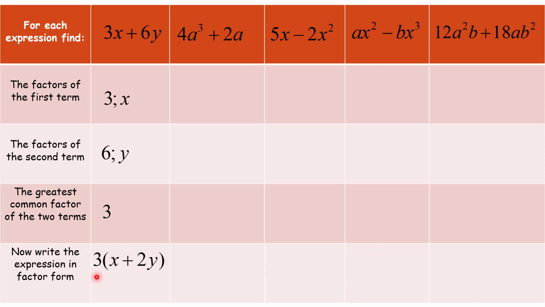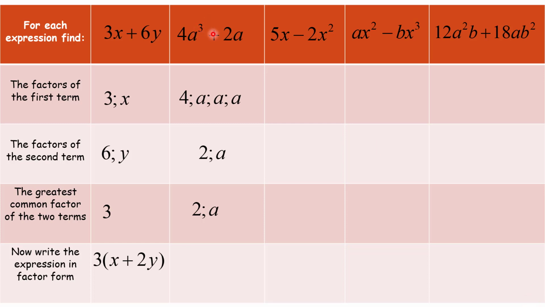How did we get this part? We said 3x plus 6y divided by 3, and that will give us x plus 2y. So the factors of the first term, very good. What will the factors be of the second term? 2 and a. What will the greatest common factor be? If we look at the 4 and the 2, it will be the 2 and 1a. So the greatest common factor is 2a.